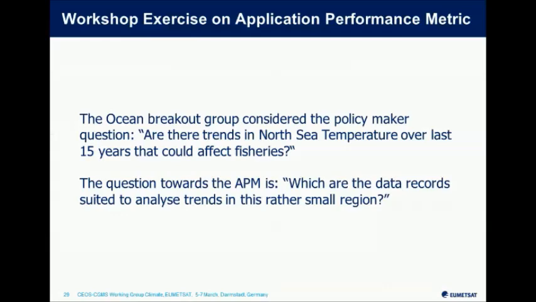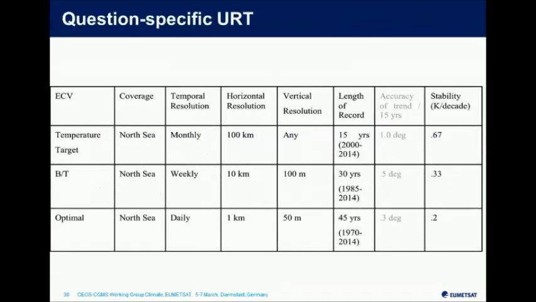So it's a hypothetical question, and we wanted to develop an application performance metric exercise based on this question. So which are the data records suitable to analyze trends in this rather small region? First of all, one has to come up with a user requirement table for this particular application. The first column is the essential climate variable, and that is the ocean surface temperature. And then the user requirements are divided into 3 categories.